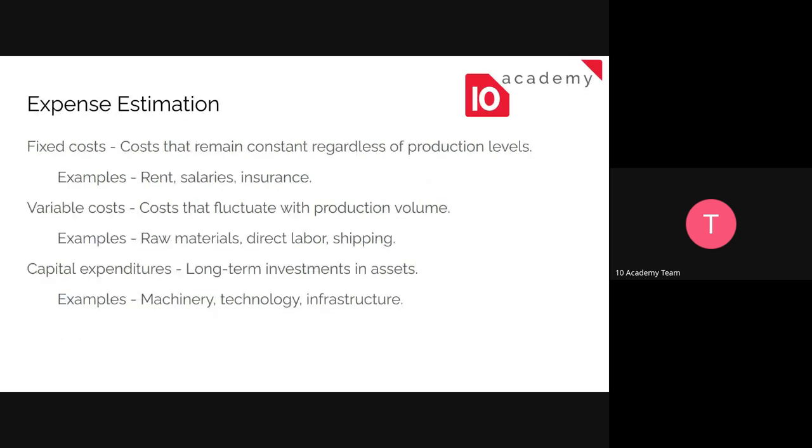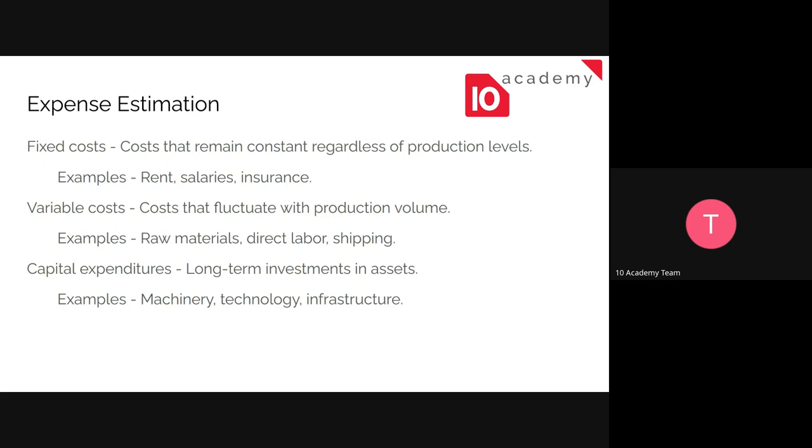So the next one is expense estimations. As we have discussed here, fixed cost is just cost that remains constant regardless of production levels, like rent.